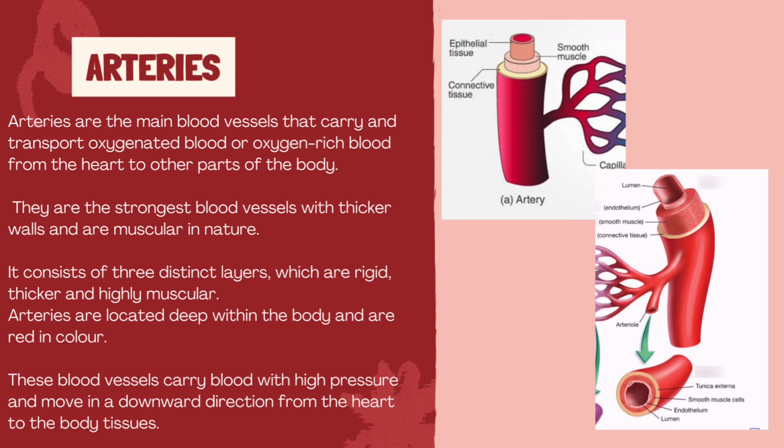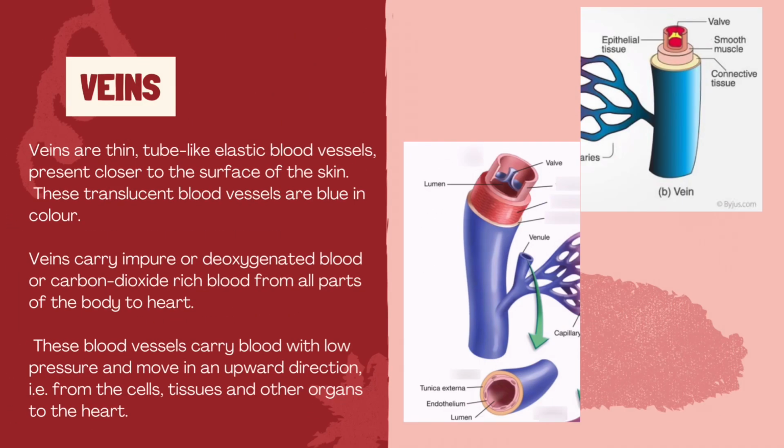What are these three layers? These are the tunica interna, tunica externa and tunica media, right? So these arteries are located deep within the body, and they are generally red in color. As I have already told you, they carry blood with high pressure, and it is moving in a downward direction from the heart to all parts of the body.